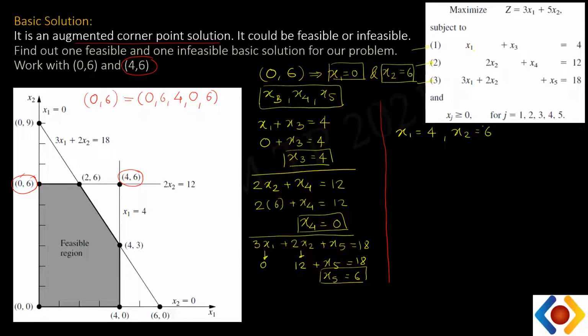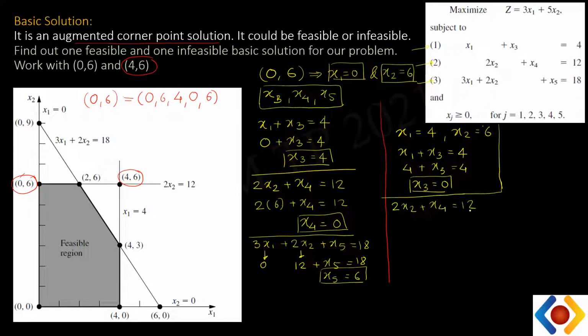What is the first equation? x1 plus x3 is equal to 4. Since we have x1 equal to 4, 4 plus x3 is equal to 4, which will give me x3 equal to 0. Okay, we got x3. Now let's think about 2x2 plus x4 equal to 12. We know x2 is 6, so this will become 12, plus x4 is equal to 12. That means x4 is also equal to 0.